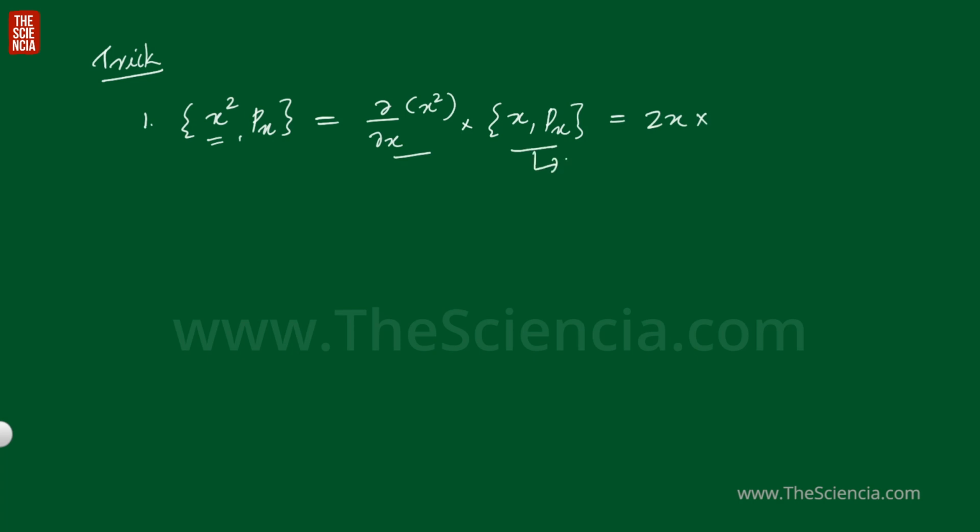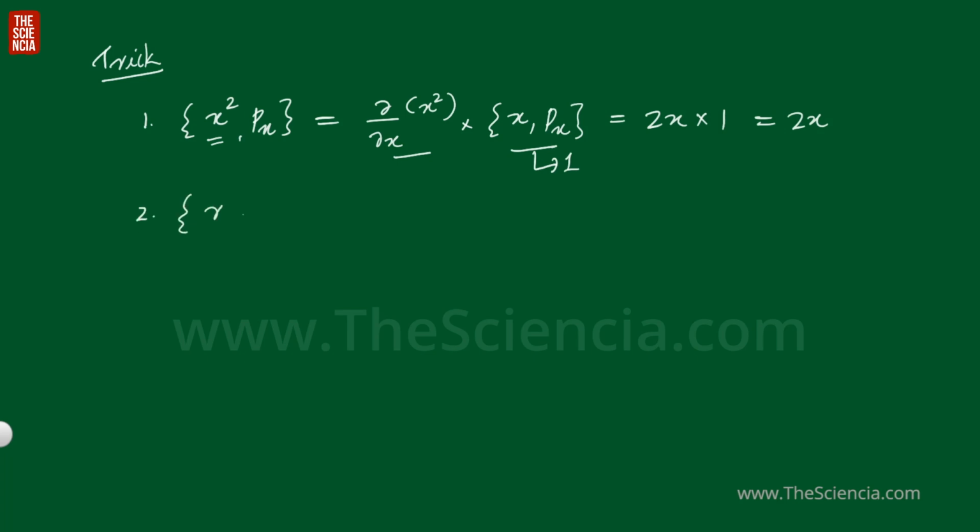I am considering some examples. So first example is, I want to find out Poisson bracket of x square, px. We already know the answer. So here what I am going to do is, I am taking the derivative of this function, that is ∂/∂x of x square into Poisson bracket of x, px. So this function is a function of x, so I am taking the derivative of that function with respect to x into the Poisson bracket, that is x, px. So what we get? Derivative of x square is 2x into Poisson bracket of x, px is equal to 1. So we get 2x.